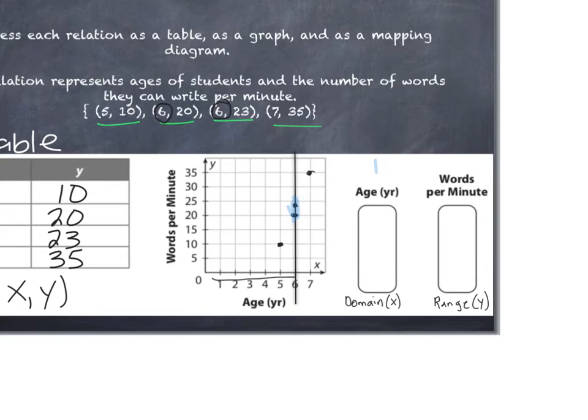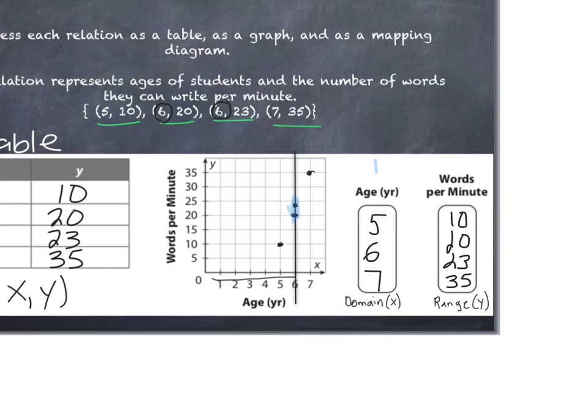And normally when we're constructing a map of a relation, we would put them in order from least to greatest. So the smallest domain value would be 5. We'd put that first. Then we'd put 6, and we'd only put 6 once. And then we would put 7. And you might be asking, well, Mr. Ramos, how are we going to represent both ordered pairs that contain a domain value of 6? I'll show you in a minute. And then the range values are 10, 20, 23, and 35. So order them from least to greatest. None of them repeat, so we'd have to put all of them, 10, 20, 23, and 35.